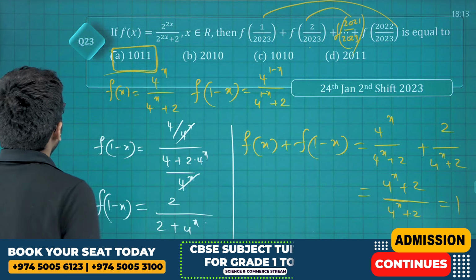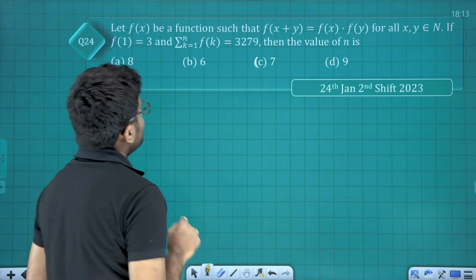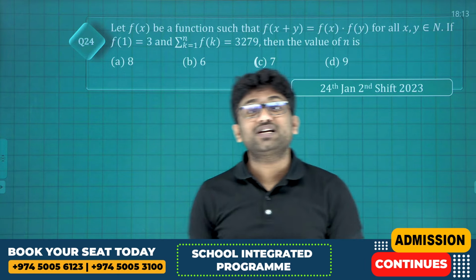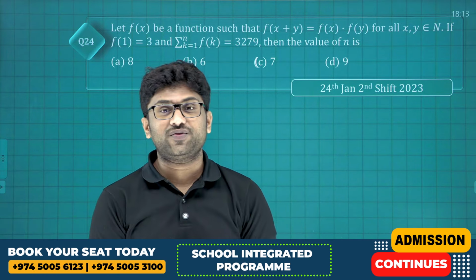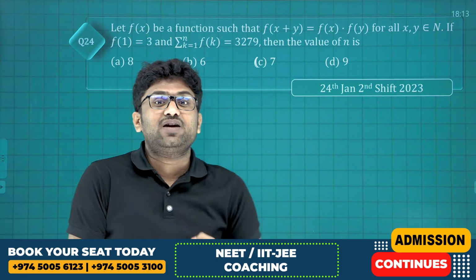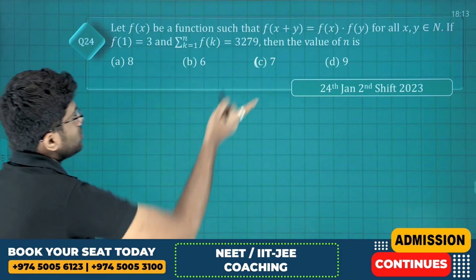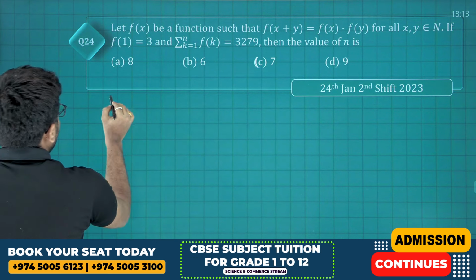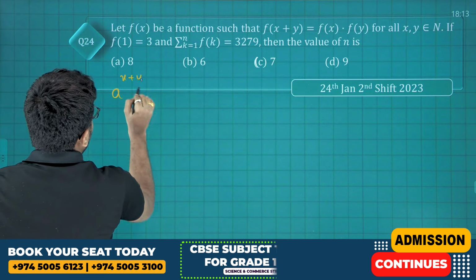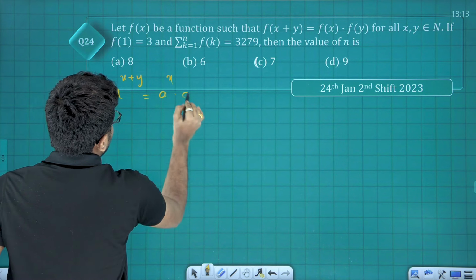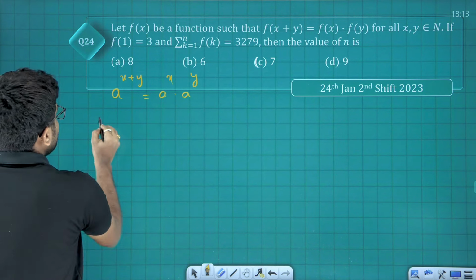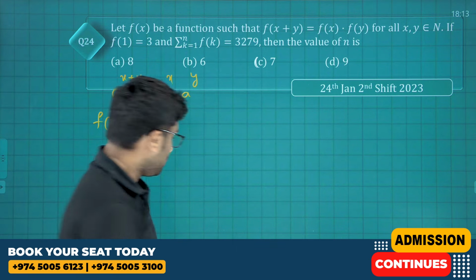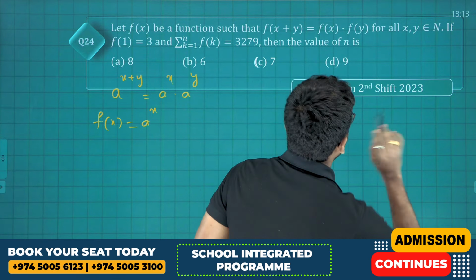Next question. f of x is a function such that f of x plus y is equal to f of x into f of y. First you have to understand this is a standard functional equation, friends. I have given standard functional equations already. If f of x plus y is equal to f of x into f of y, such a function is called an exponential function. So a power x plus y, we can always write as a power x into a power y. That means here f of x is equal to a power x.